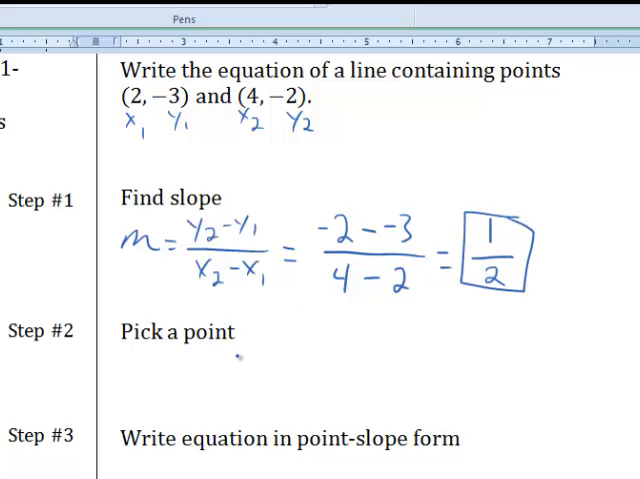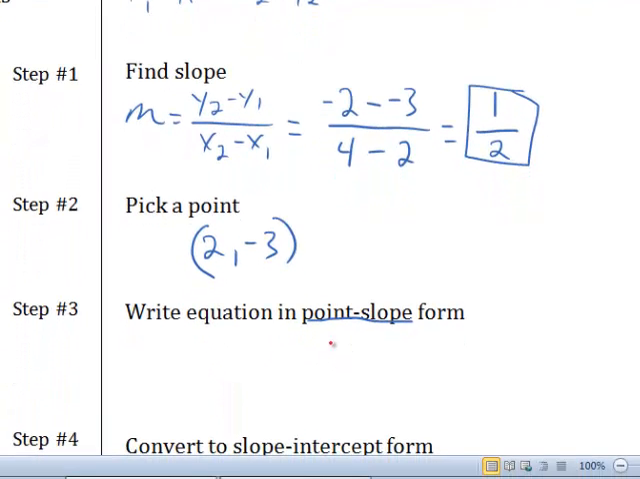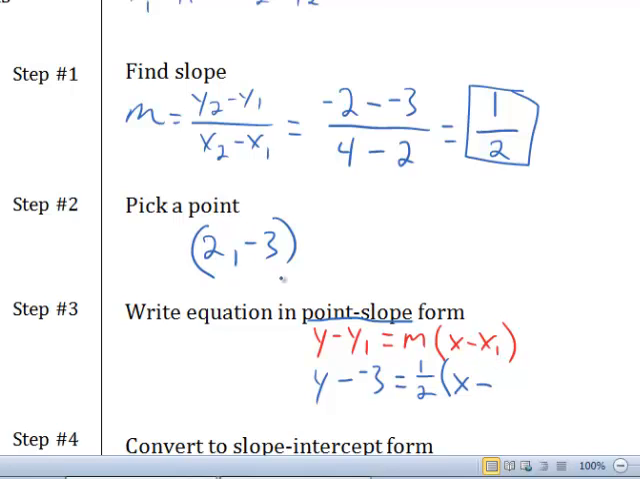Now I need to pick a point. Which point do you use? It does not matter. So I'm just going to pick (2, -3). Now that I have a point and a slope, I can write it in point slope form. Yes, the name brings us right to that. So remember what point slope form is: y minus y1 equals m parentheses x minus x1. Just fill it in. The y stays there. My y1 is the y coordinate from my point, so that's -3, equals my m, my slope, 1/2. In parentheses, x stays there, minus my x1 coordinate, which is 2.